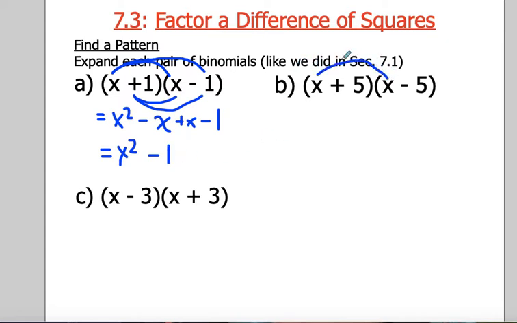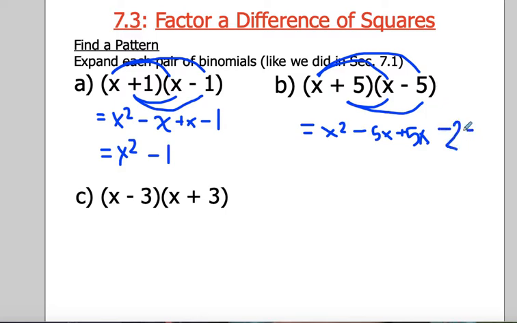We're going to do the same thing here. Distribute the first term into the second set of brackets, and then the second term into the second set of brackets. So here we're going to have x squared. X times negative 5 is negative 5x. Positive 5 times x is positive 5x. This is plus. And positive 5 times negative 5 is negative 25.